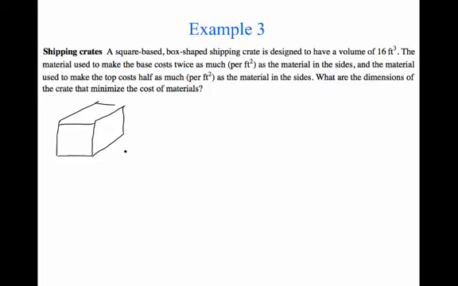So the first thing we notice is that what? It's square-based. If it's square-based, what does that mean about these dimensions of the base? The same. So we could call those x. So we could say x is the side length of the base. Now, the height could be something different. The height of the box could be something different. I'll call it h for height.